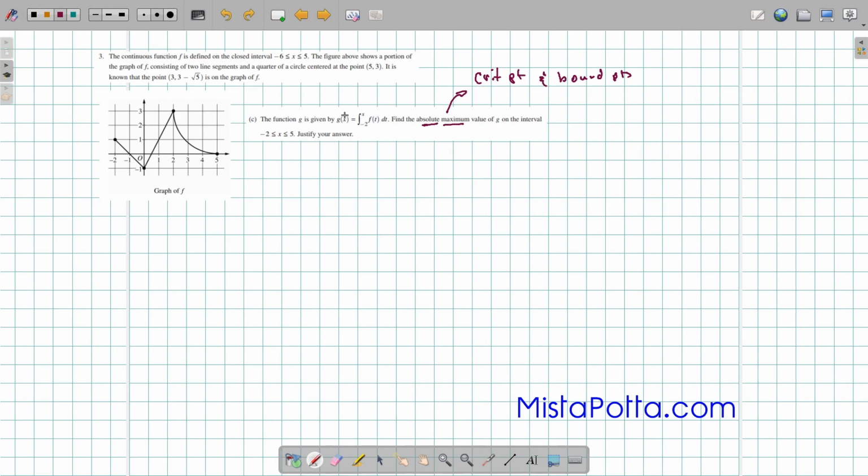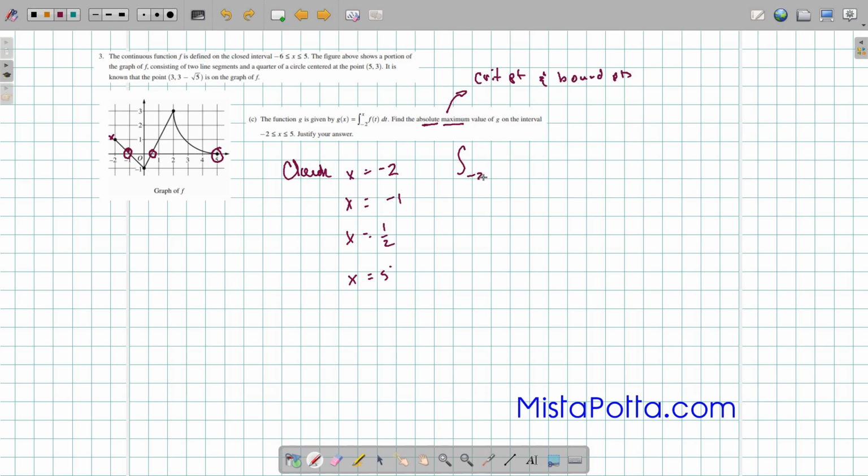F of t is the derivative of g of x. So where is f equal to 0? Well, here, here, and here. Those are the only places where f is equal to 0. And keep in mind, even though f has an undefined derivative at this point, f is 3 at this point. So I really don't want to say that x equals 2 is one of the critical points. And then, of course, I've got my boundary points here at -2 and at 5. So I need to check x equals -2, x equals -1, x equals 1/2, and x equals 5.